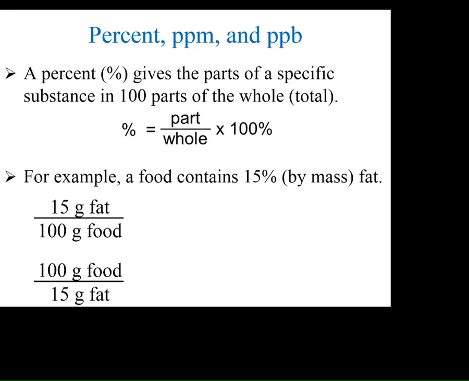Well, but also true is you can always flip this factor. You can say that means there's 100 grams of food per 15 grams of fat, right? So any one of these factors, you can always flip them the other way. Always, always, always. Flip them either way.